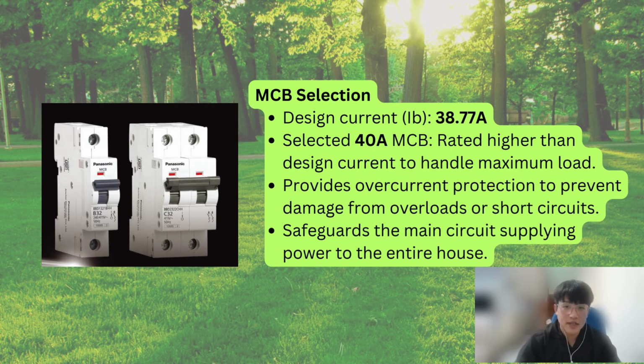Why we choose this MCB as our main use MCB in our project? Because our project design current is 38.77 ampere, and this MCB is 40 amperes MCB, and its current is rather higher than the design current to handle the maximum load. So this MCB can provide the overcurrent protection to prevent the damage from the overloads or short circuits. And it also can become a safeguard to protect the main circuit supplying power to the entire house.